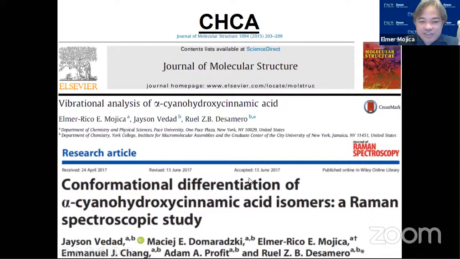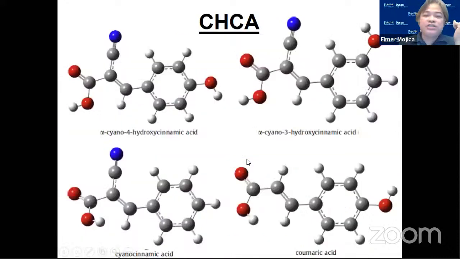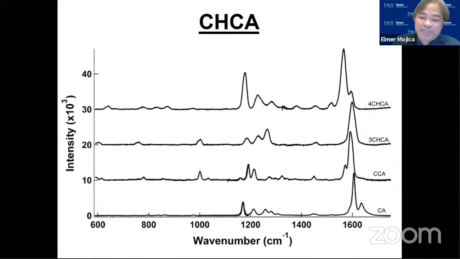So what I did is we looked at all the derivatives of the cyano. We had the 4-cyanohydroxycinnamic acid, and then we ordered the 3-cyanohydroxycinnamic acid. We could not find the 2-cyanohydroxycinnamic acid. So we used instead the one that doesn't have the hydroxyl group, the cyanocinnamic acid, and the other one, the one that doesn't have the cyano. So we just have like an assignment paper. We just compare the four cyanohydroxycinnamic acid derivatives.